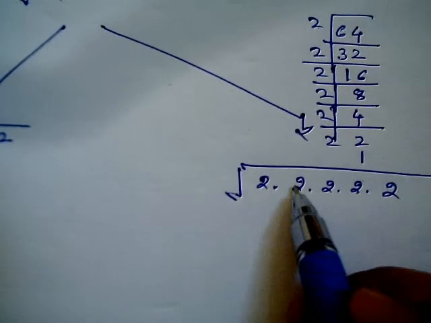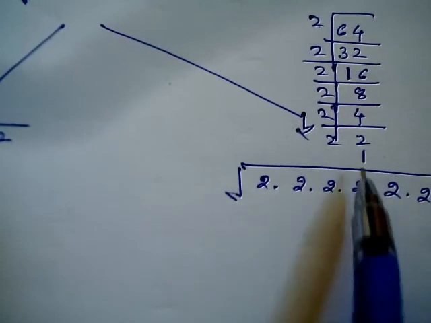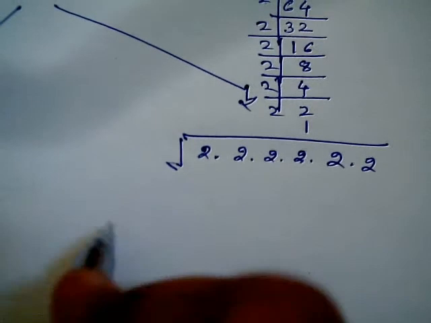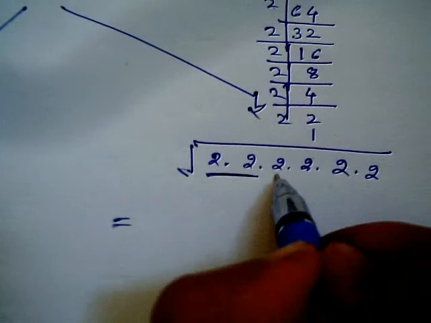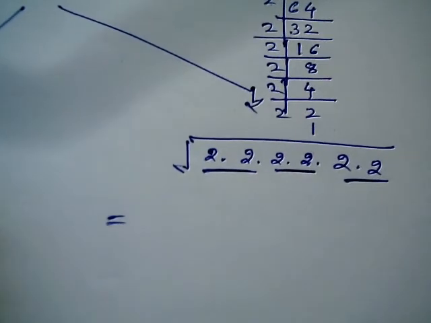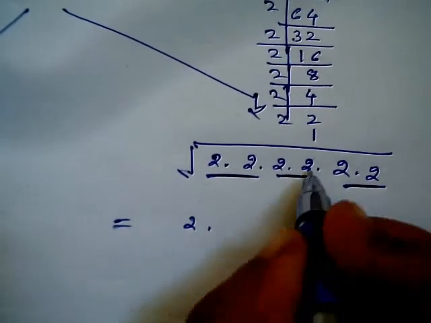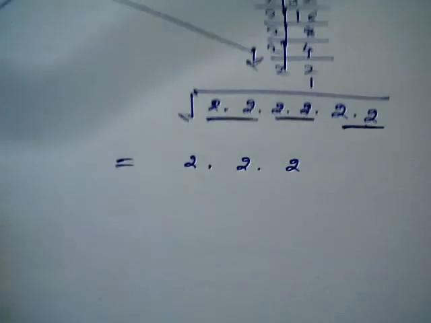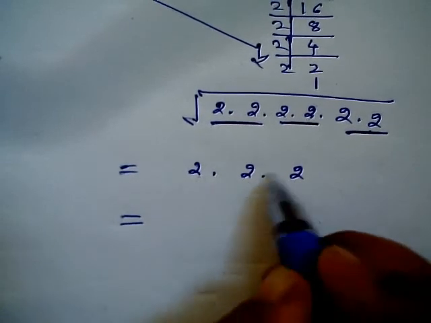Now I need to make the pairs. So this is one pair, this is another pair, this is the third pair. From each pair one 2 will come outside, and the square root sign is over. Now I need to multiply these numbers. 2 times 2 times 2 is going to be 8. By this method I have calculated, and the answer is also 8. By this method the answer is going to be the same.